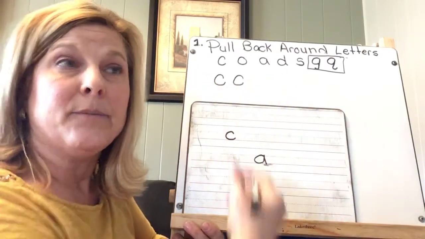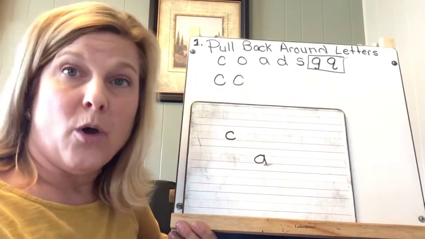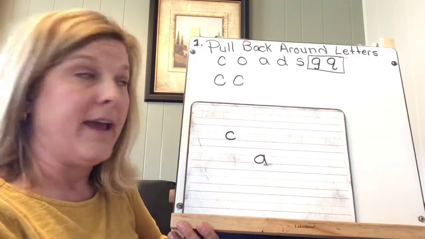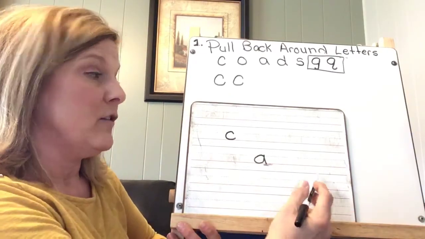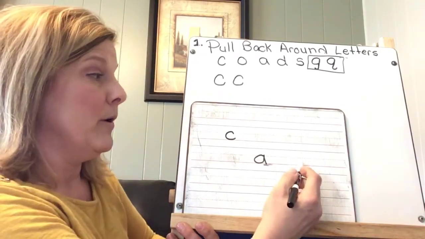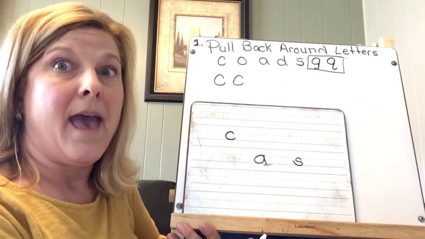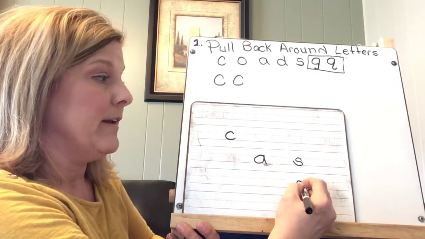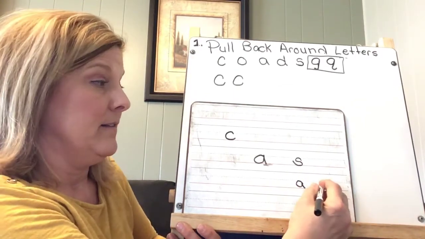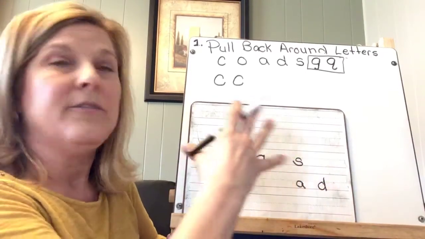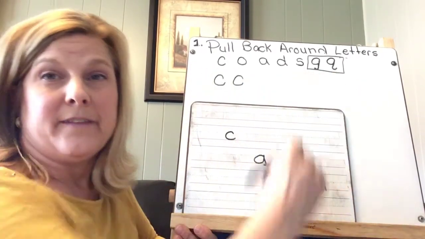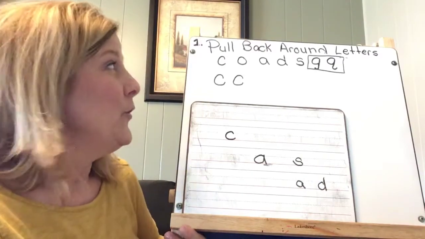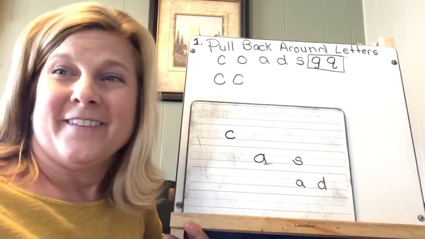After the letter names are mastered, you can go on to the letter sounds. Make me the letter that starts with S, or the letter that starts with A, or the letter that makes the D sound. Many different variations for all the same groups of letters. So those are your pull back around letters. Thank you.